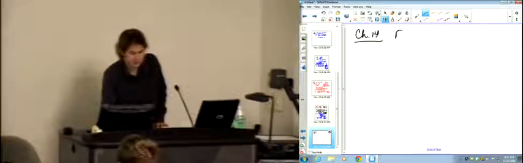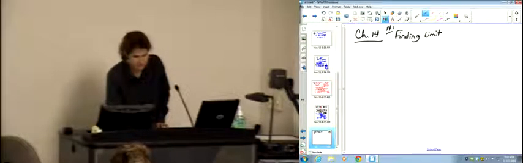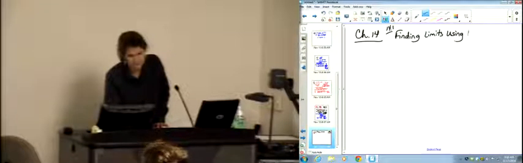But in chapter 14, this first section, 14.1, is called Finding Limits Using Tables and Graphs.